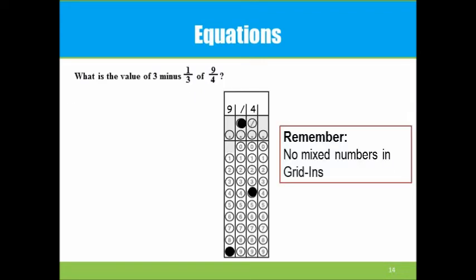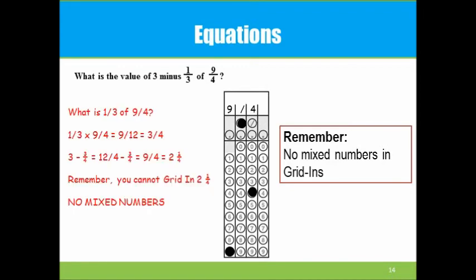Remember, if you have a grid-in answer, you cannot write in a mixed number. If the answer is 2 1/4, you cannot write in 2 1/4, or that will look like 21/4. So you need to convert that into an improper fraction.